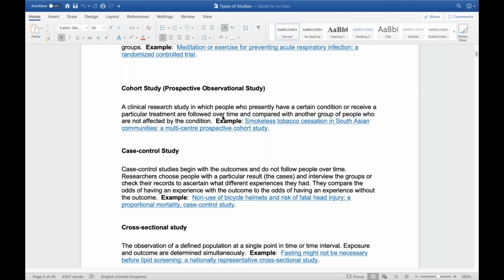receive a particular treatment are followed over time and compared with another group of people who are not affected with the condition in the same cohort. Okay, as I told you, in a city, in a certain hospital, in a certain area, whatever, it's a herd or cohort, just a group of people followed over time. It's a prospective study. I don't want to confuse you, but there are some retrospective cohorts as well, but that's not our issue.